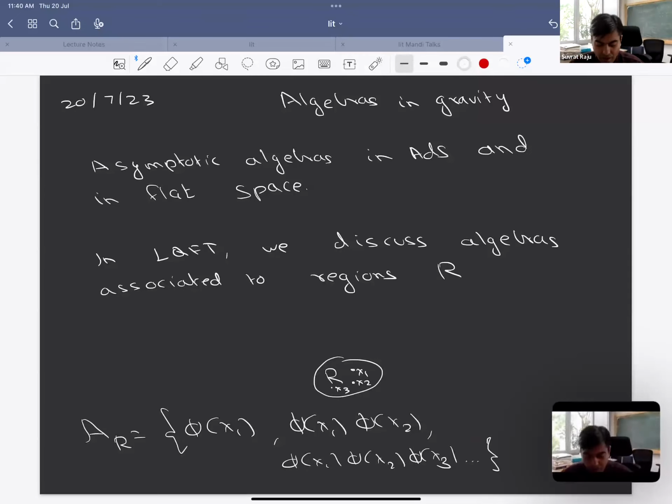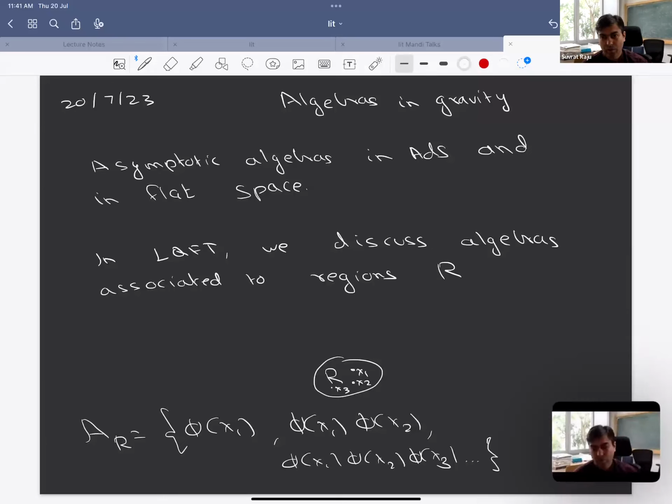Now, I should say maybe a disclaimer at the start of this. The people who are really thinking about algebraic QFT would not like what I've just written, because they always like to think about bounded operators. And so I'm going to be a little sloppy about very high levels of mathematical precision, and I'm going to think more in physicist terms. And so the algebras we'll talk about will often be these kinds of polynomial algebras of the kind that I've written down. Okay, so in LQFT, we often discuss algebras which are associated to some geometric regions.